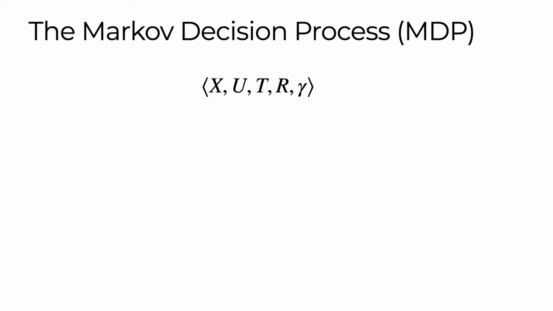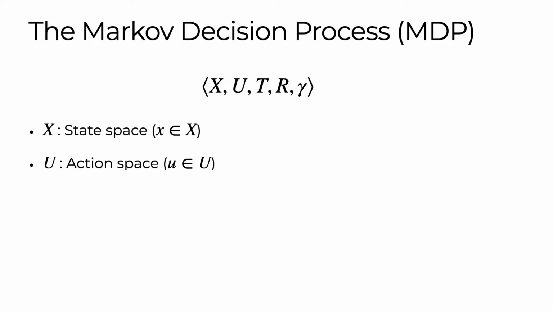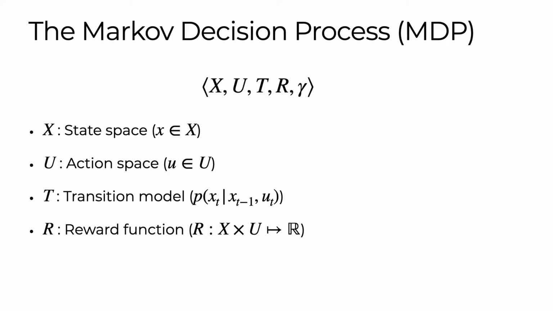The MDP is defined on a state that follows the Markov assumption and has the following components. X is the state space, U is the set of actions or possible inputs, T is the probabilistic transition model, R is a reward function, and gamma is a discount factor. Some of these things, like the state space, the transition model, and the actions, we have seen before, but a few of them are new.